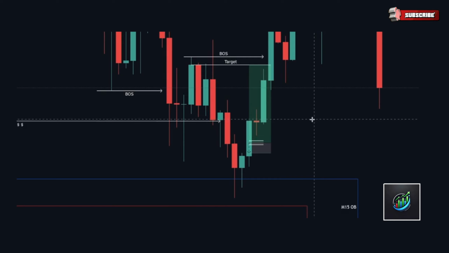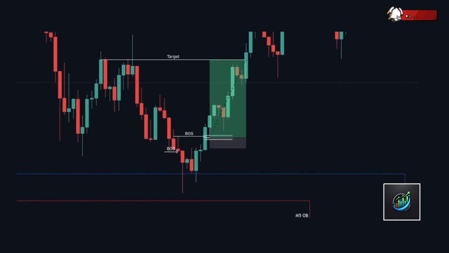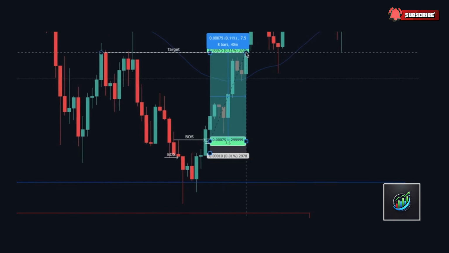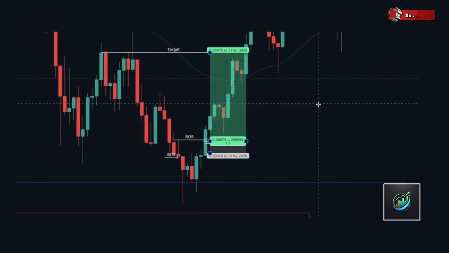And like I said, my way of trading, you could say, is somewhat of a scalping way, in that the trade duration is very small. This particular position, if I just scale down to the 5 minute, I can actually show you how long this position took to hit my target. It took 40 minutes for a 1 to 7.5.